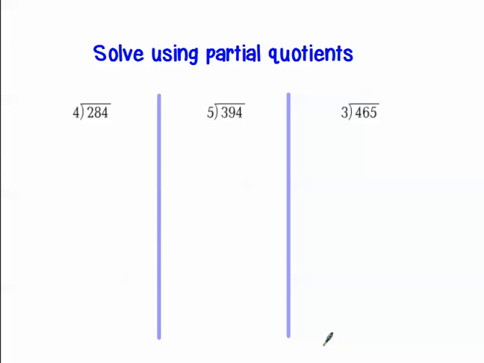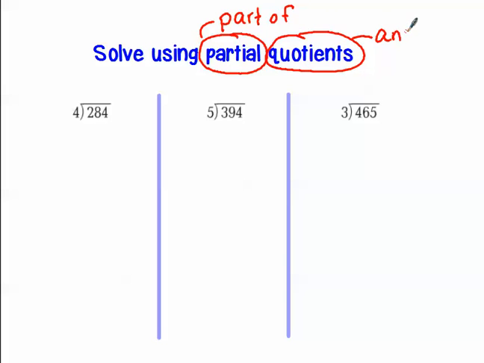So if you remember how we did partial products, we talked to the kids about the fact that the word partial simply means that I have part of, and the word quotient means that I am looking for the answer to a division problem. So in this method of partial quotients, we are using the same kind of information that we had for partial products, except now we're going to apply it to division.